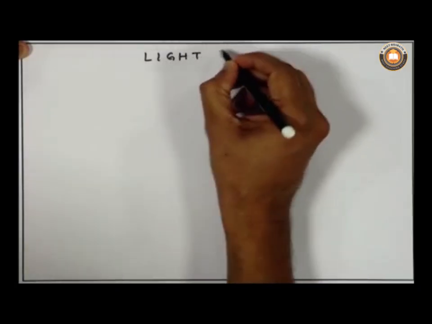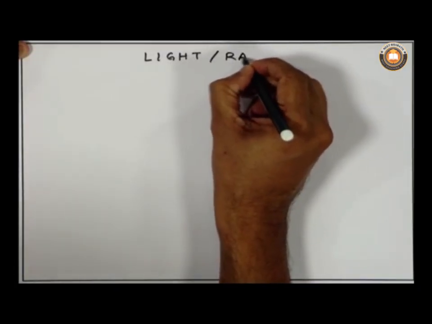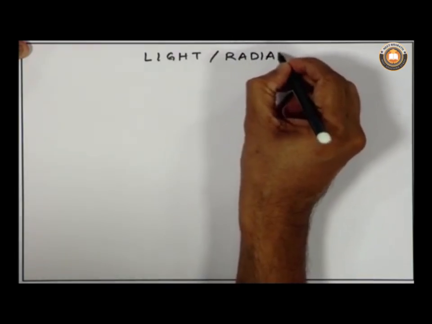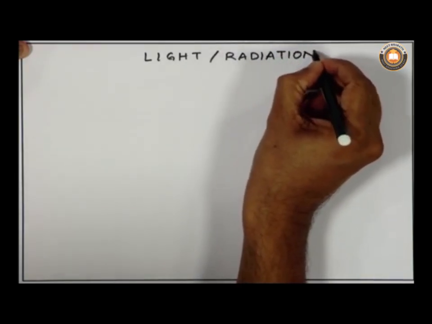So far we have seen the subatomic particles in an atom and how we can use this information to define or identify an atom. Now, we will learn about something else which is very important in the understanding of atomic structure, and that is light, or we also call it radiation. We will use both terms interchangeably.